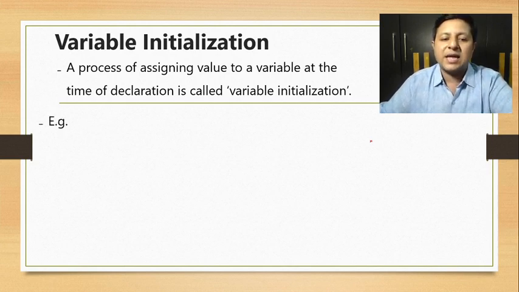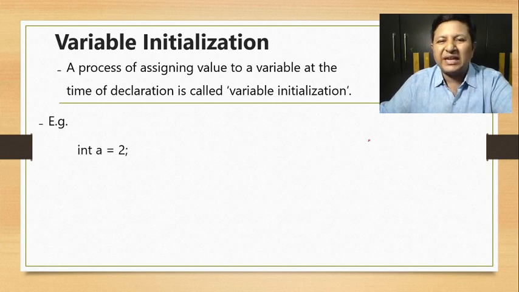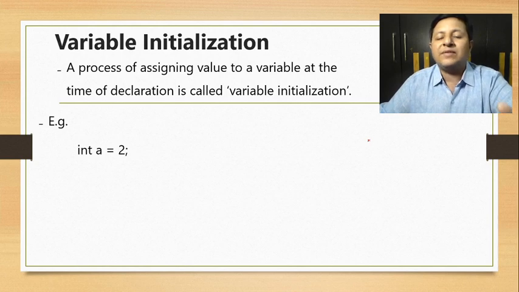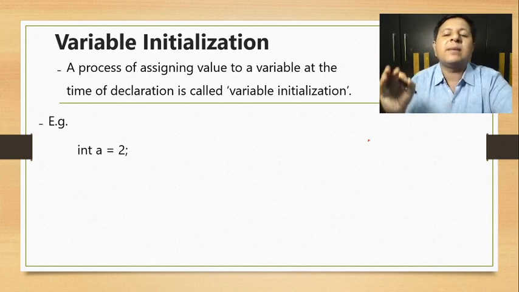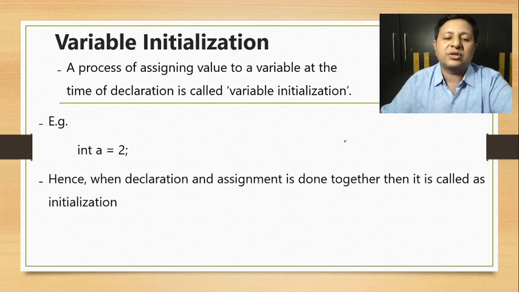Okay, so let us look at the example. This is the very typical example that we can see: int a = 2. I have declared a variable as well as assigned a value to it at the same point of time. That is nothing but called variable initialization.